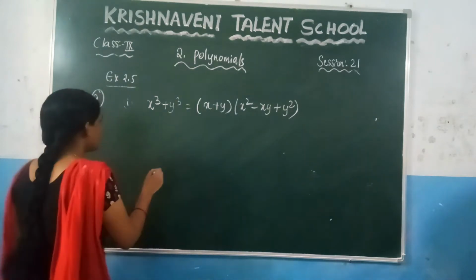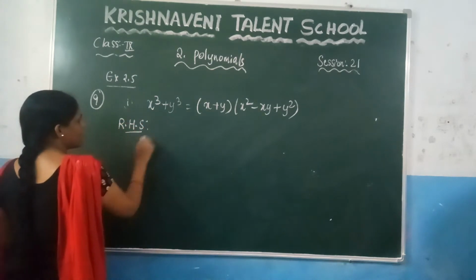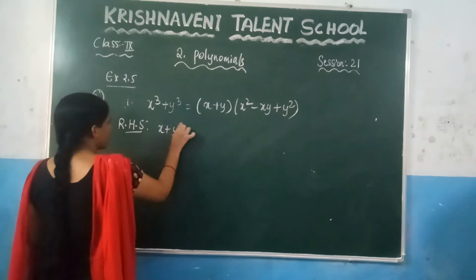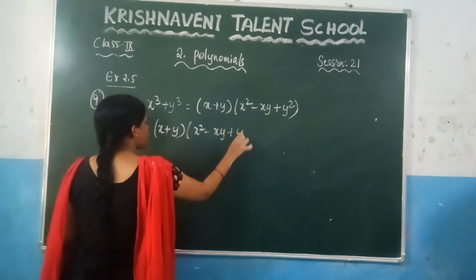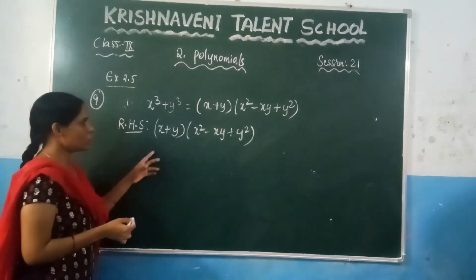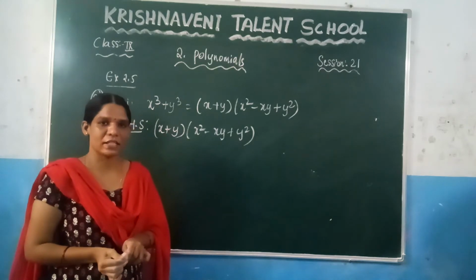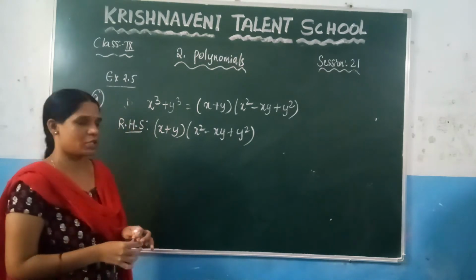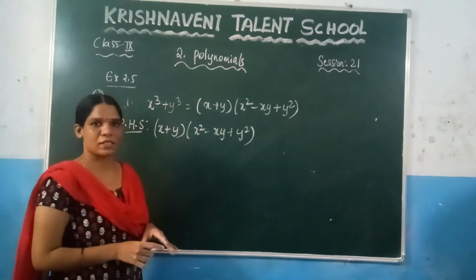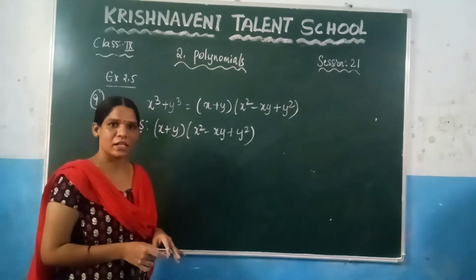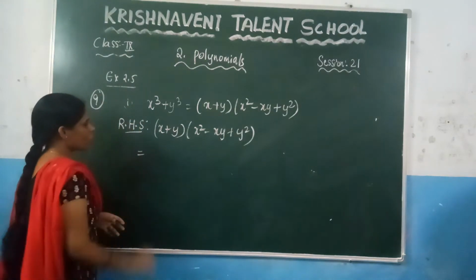So take the RHS. What is the RHS? Which is (x plus y) into (x square minus xy plus y square). Now you need to solve this, and after solving you have to check whether you are getting the value x cube plus y cube or not. If you are getting x cube plus y cube, then you can say that RHS is equal to LHS, so that we can verify this statement. So here let us solve this one.